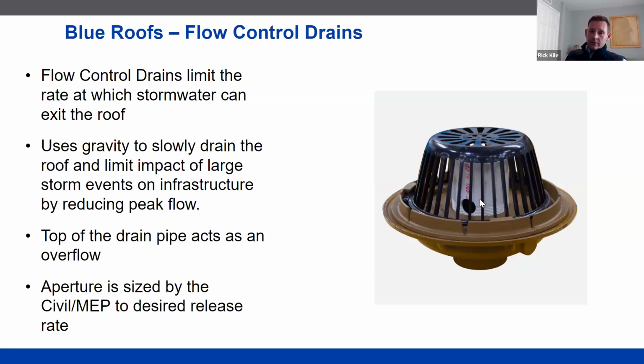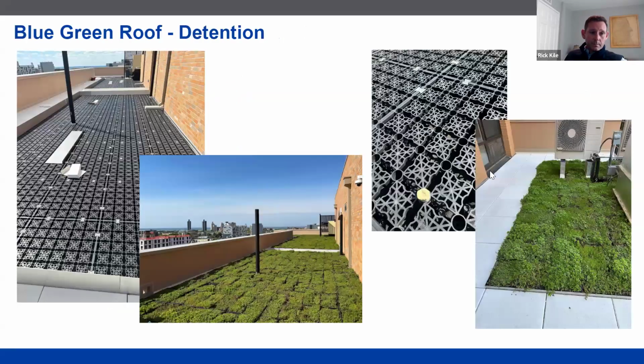There's a flow control drain, standard drain body, it's 4 inches, but there's actually a standpipe there, and then there's an aperture drilled in it. And so this is going to control the amount of water, and that's dictated by usually the municipality in conjunction with the civil or the MEP that's going to actually size that to make sure that we're within that release rate limit. And then the top of that standpipe acts as an overflow drain. So this is a project in New York that we'll showcase later, but shows that assembly being built, right? So you can see the structural voiding unit on the ground, and then the green roof is installed over the top.